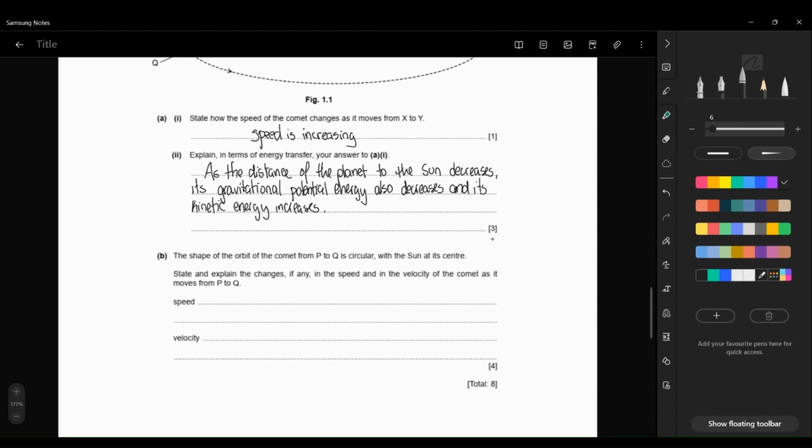The speed stays constant. So this accounts for the state. And now the explain, because the distance to the Sun stays the same.